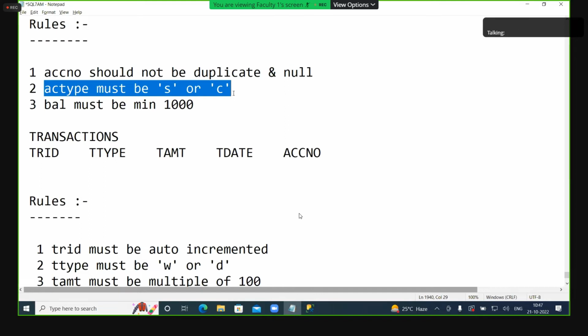I want to declare a rule: gender must be M, F. Then you must know how to declare that. Gender in M, F. Whether you know what is M, what is F, or you don't, no problem. What we must know is how to declare this rule, that is important. But what is S, what is C is not important. S means saving, C means current.